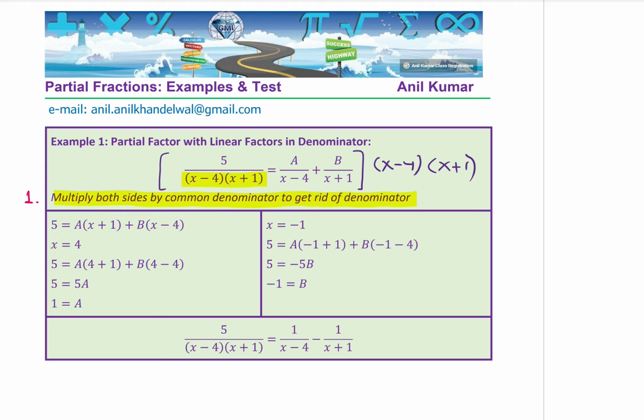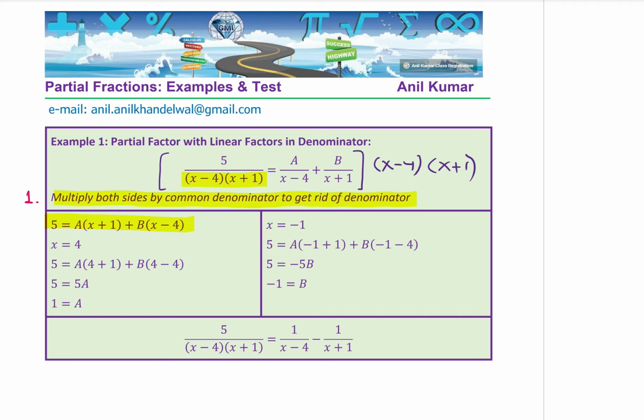On the right hand side, a gets multiplied by x plus 1 and b gets multiplied by x minus 4, right? Cross multiply, correct? So we get an equation which is represented as 5 equals a times x plus 1 plus b times x minus 4 in this particular case, correct? Once you do that, this is what you get. A very simple equation to solve.